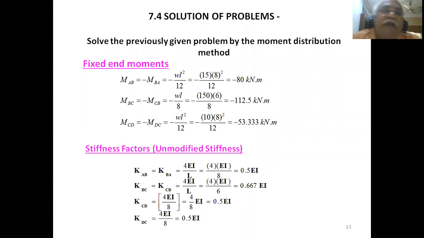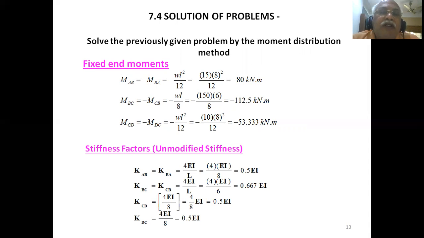We have considered a beam of three spans with different loadings. Span AB, of span 8 meter, is loaded with a 15 kilonewton load. And span BC is loaded with a point load at center with 150 kilonewton. Span CD is loaded with a load of 10 kilonewton per meter with an 8 meter span.